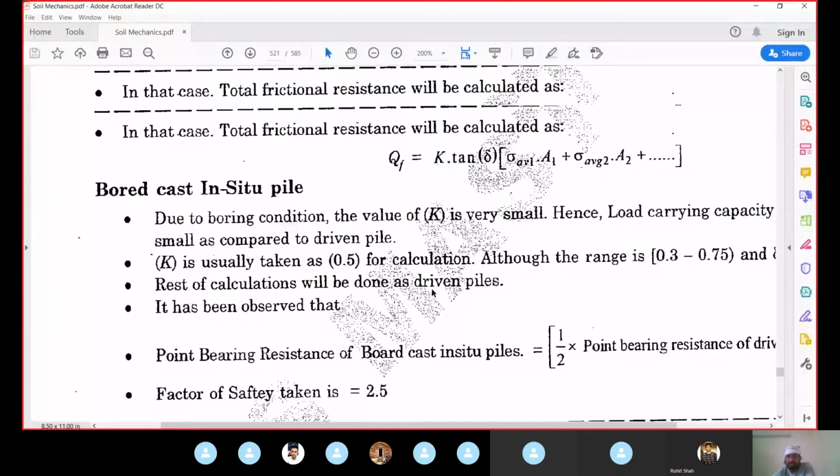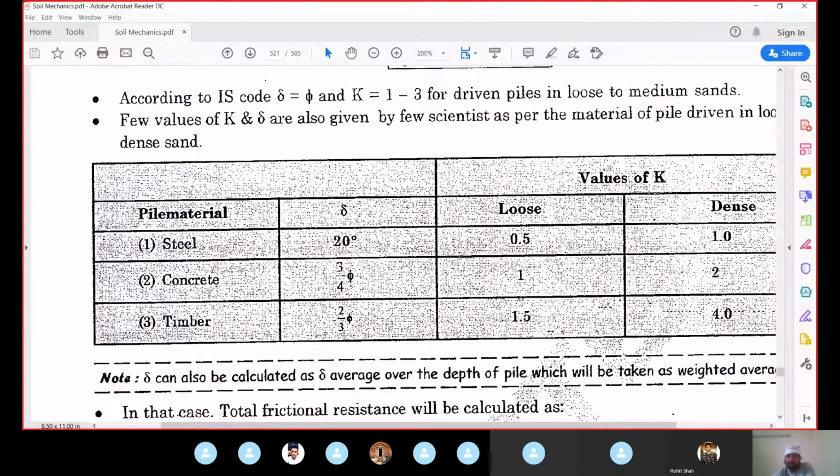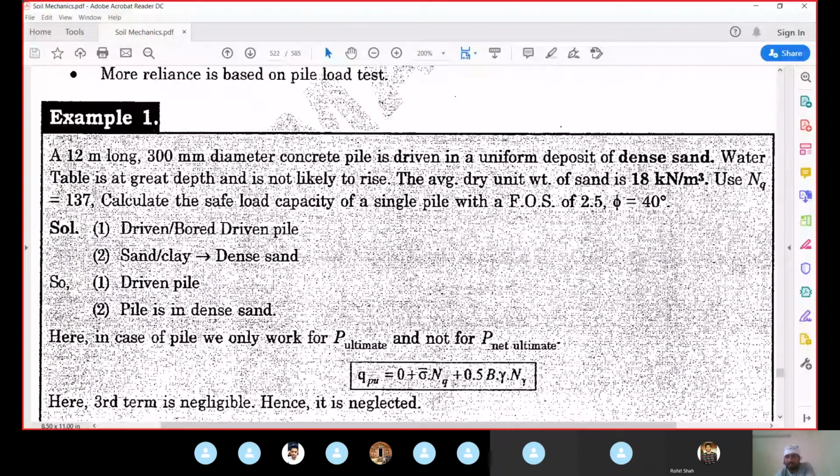Yesterday we were discussing this part, right? This is for dense sand, the value of K is 2 for a concrete type of pile. That's why we are taking this 2. Now delta is equal to 3 by 4 of phi. This is for the concrete pile, and this is also given in that particular tabular chart. So 3 by 4 of 40, right? This angle of internal friction is given in our question, that is 40 degree. So we'll take delta equal to 3 by 4 of 40, that is 30 degree.